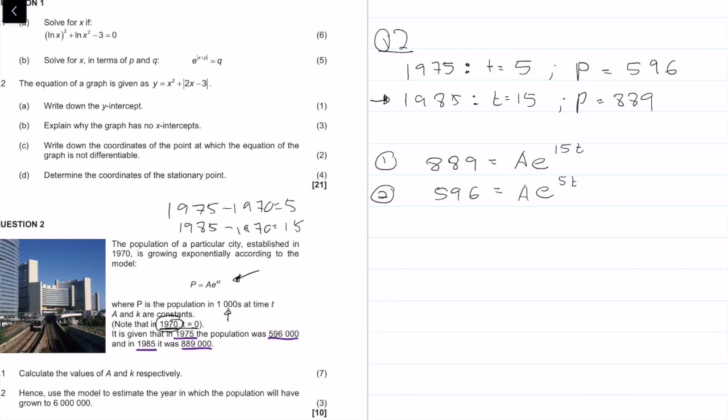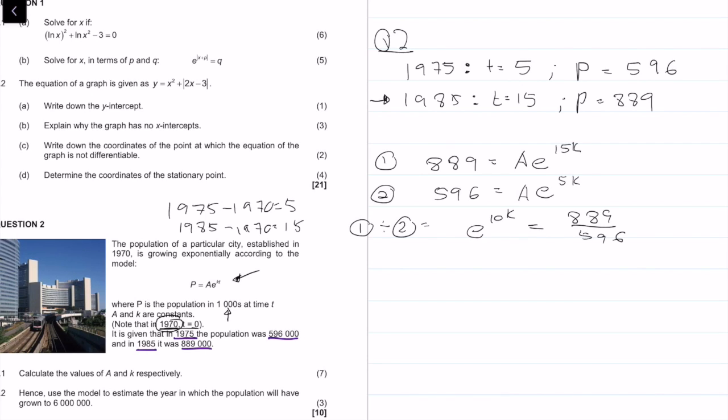Then what I'm going to do is take equation 1 divided by equation 2. Looking at the right-hand side first, the A's cancel. So it's going to be e to the 10k is equal to 889 divided by 596. The easiest way to do this would be to ln everything, or you could put this into your calculator immediately and calculate the value. This is not t, but rather k.